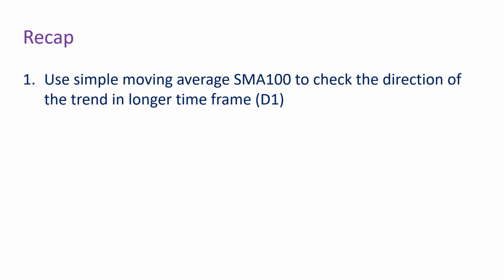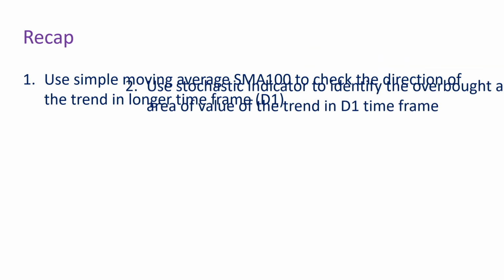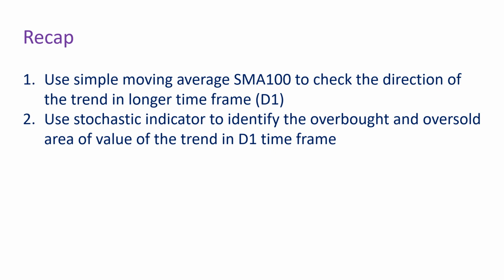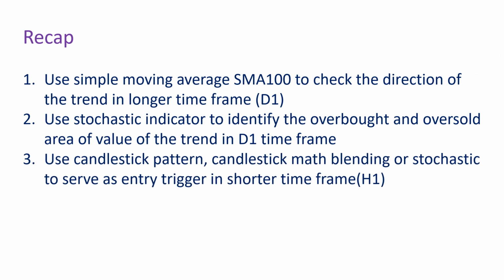To recap this video, first, use the simple moving average SMA 100 to check the direction of the trend in the longer time frame, D1. Second, use a stochastic indicator to identify the overbought and oversold areas of value of the trend in D1 time frame. And finally, third, use candlestick patterns, candlestick blending, or stochastic to serve as an entry trigger in the shorter time frame, H1.